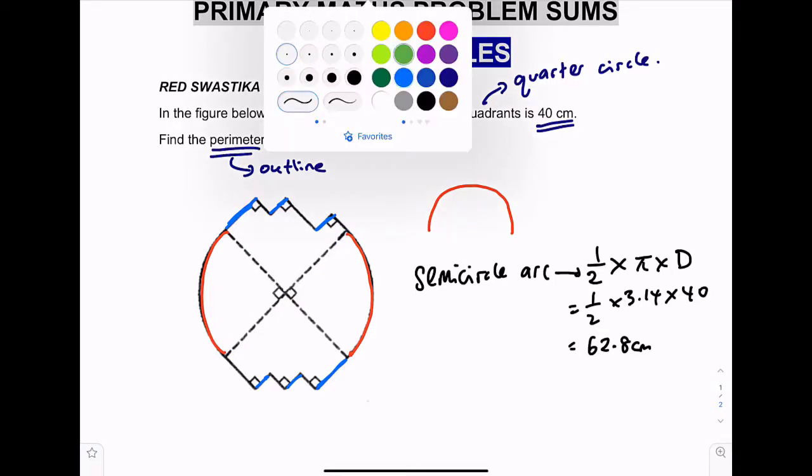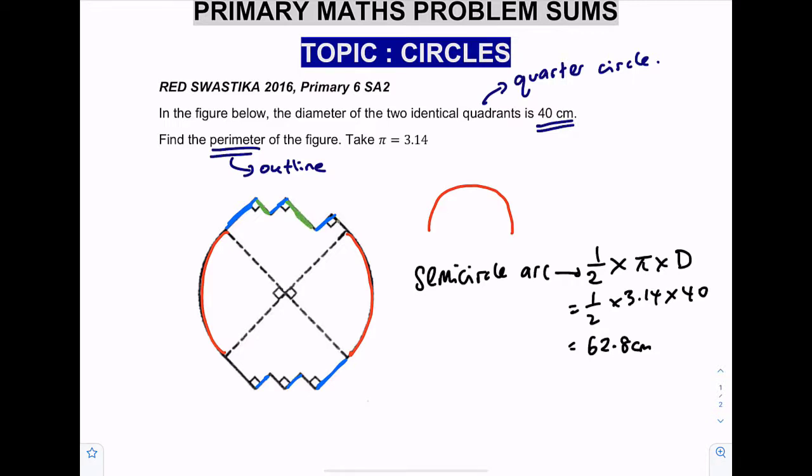Now, how about these green lines? Green, green, green, green, green, green. Okay, if you join it downwards, downwards, downwards. If you join the lines here, you get a nice radius. Likewise, down, down, down. Join the green lines, you get a nice radius. Essentially, it is another diameter. Okay, so you have to add another 2 diameters for the blue and also for the green. So 62.8 plus twice of 40. Answer: 142.8 centimeter.